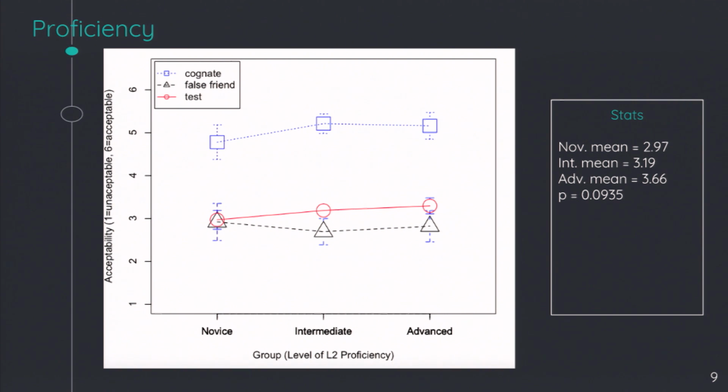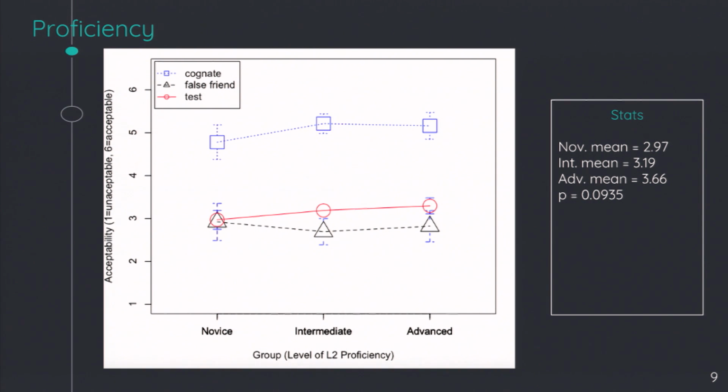test items. So I found that across the groups, the cognates are the most likely to be accepted, which is what you would expect because these are things that sound the same and look the same in English. And the false friends are the least likely to be accepted, which is what you would expect because these don't have any semantic overlap in English, so they would be odd overall. And we found that the patterning of the test items overall is in the middle between these two, which is kind of what we were looking for.